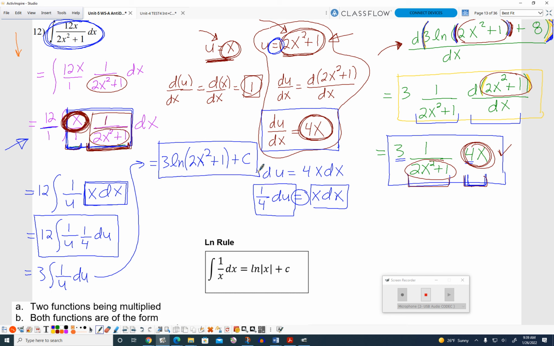Why did we pick 2x squared plus 1 as our u? Because we know it's the elements of x. It starts with u. Hold on, quiet.